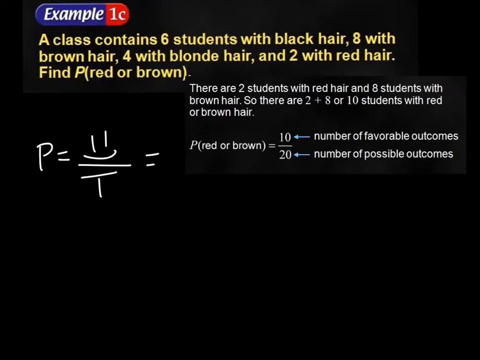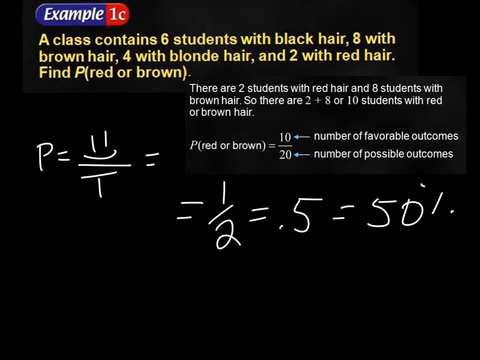In the same class, now they want us to find the probability that someone has either red or brown hair. There are 2 students with red hair, 8 with brown, so there are 10 students with either red or brown hair. So our favorable outcomes are 10 out of the total possible of 20. We would reduce our fraction to 1/2, which as a decimal is 0.5, and as a percent is 50%.